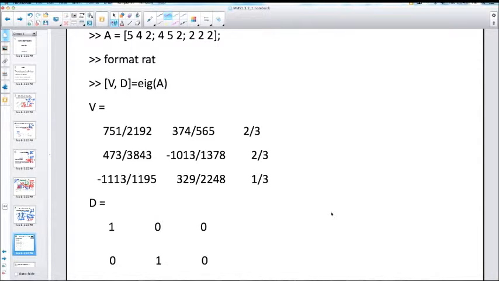This is a 3 by 3 matrix. And you specify the format. This means rational numbers. It will give you fractions. And the command is EIG. It's the 3 letters of the eigenvectors or eigenvalue. And put A.